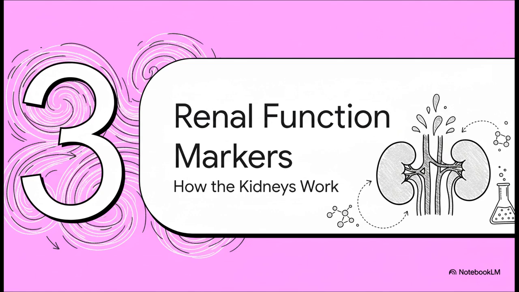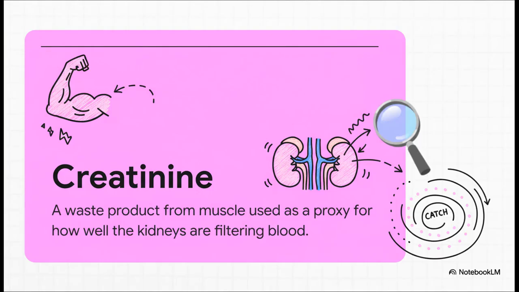All right, we've covered the big electrolytes. Now let's pivot and look at the markers that tell us directly how the kidneys themselves are actually doing their job. And the main event here is creatinine. So creatinine is just a waste product from our muscles. Simple enough. Our kidneys are supposed to filter it out of the blood. So the level in the blood gives us a pretty good idea of how well that filter is working. Simple, right? Well, there's a huge catch.